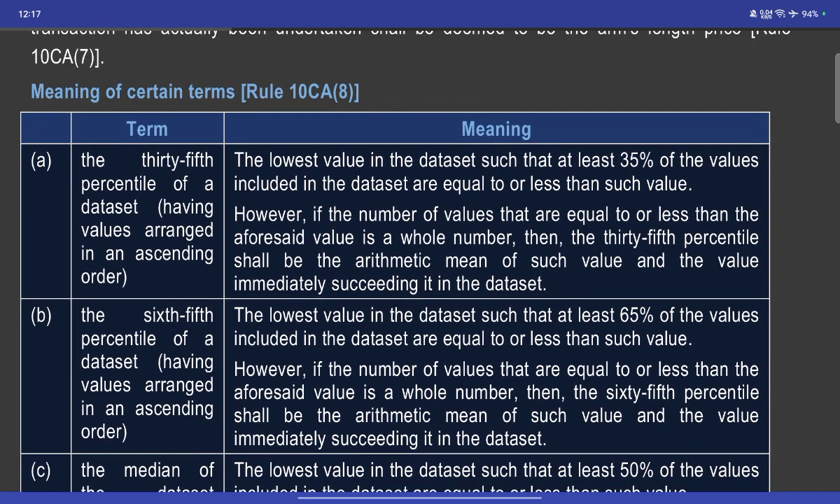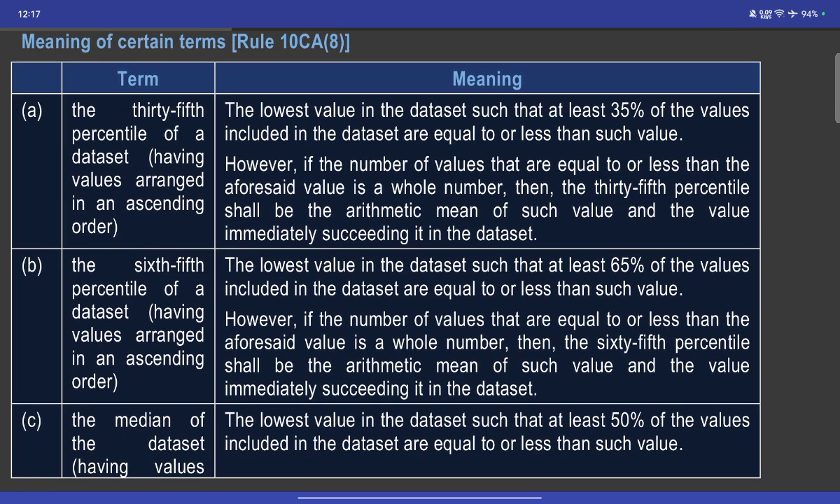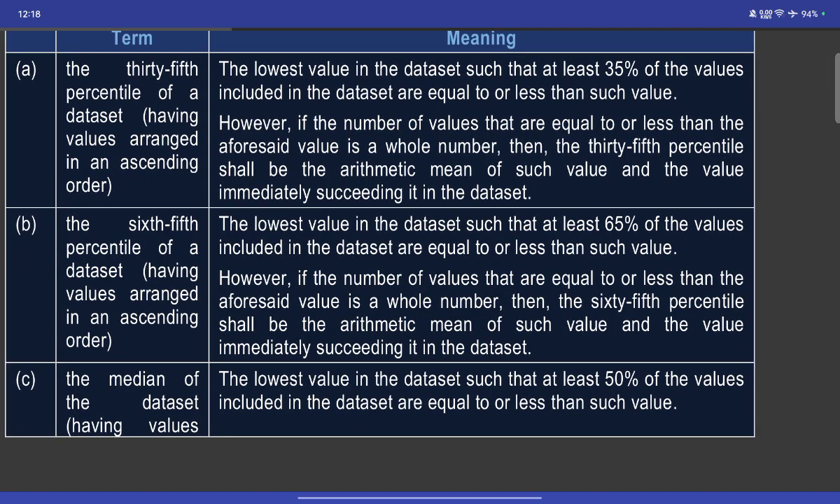Meaning of certain terms. The 35th percentile of the data set having values arranged in ascending order is the lowest value in the data set such that at least 35% of the values in the data set are equal to or less than the said value. However, if the number of values equal to or less than the aforesaid value is a whole number, then the 35th percentile shall be the arithmetic mean of such value and the value immediately succeeding it in the data set.